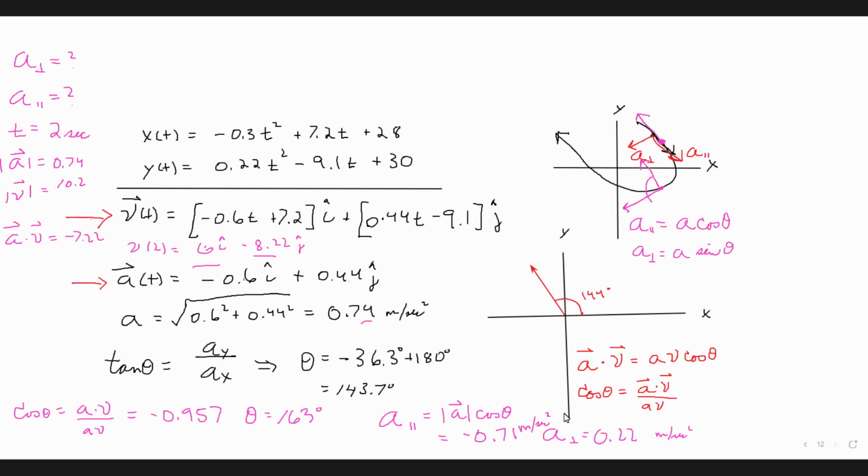Yeah, I have a question. Go ahead. Is it safe to assume that A parallel will always be equal to A cosine theta? That is always correct. A parallel is always A cosine theta. Okay. And A perpendicular will always be A sine theta. Theta will always be between 0 and 180 degrees, so the sine of theta is always going to be positive. But the cosine of theta could be negative or positive. All right, good.